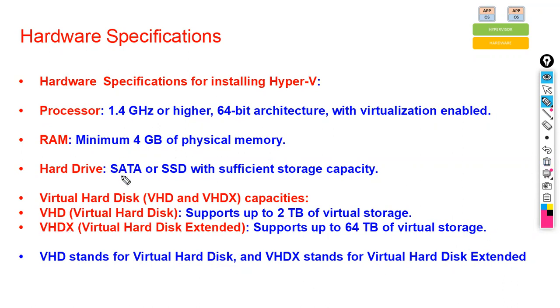So in hard disk you have two options, VHD and VHDX. VHD supports up to 2 TB and VHDX supports up to 64 TB. Again, it is completely based on your requirement. You will see the requirement and you will select the hard disk. If you select VHDX, you don't need to care what will happen after 2 TB. You will get a maximum of 64 TB.